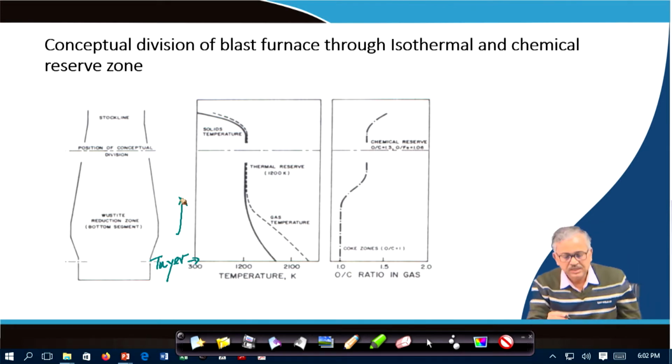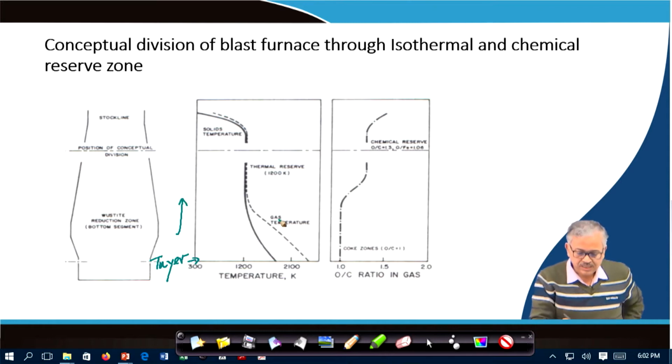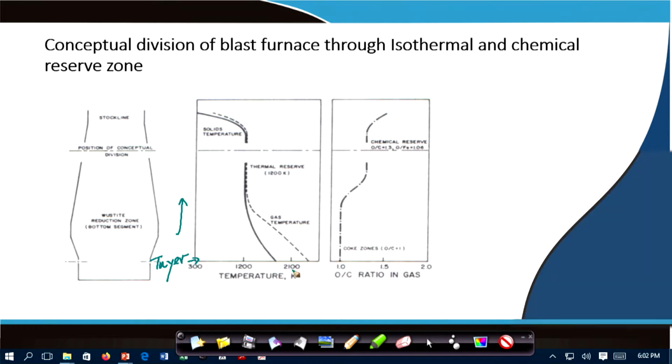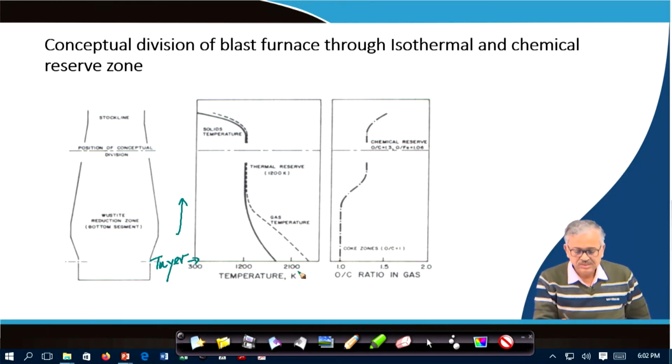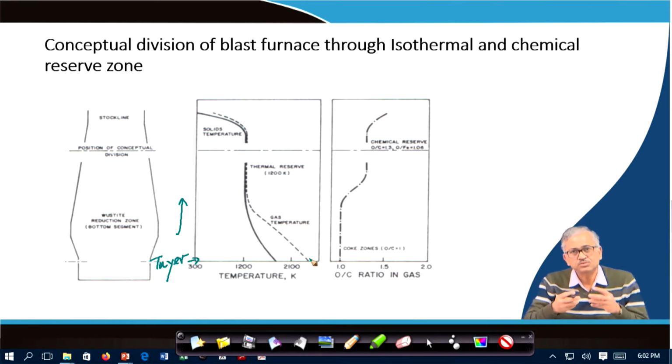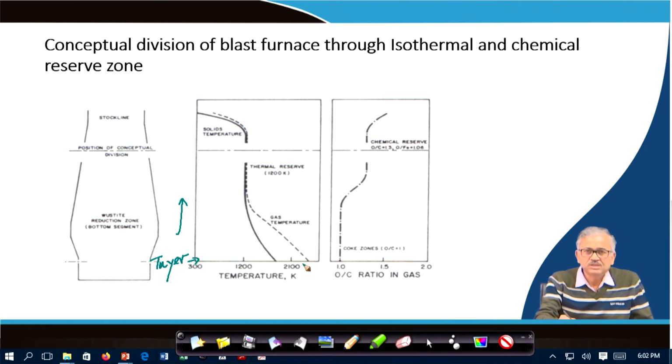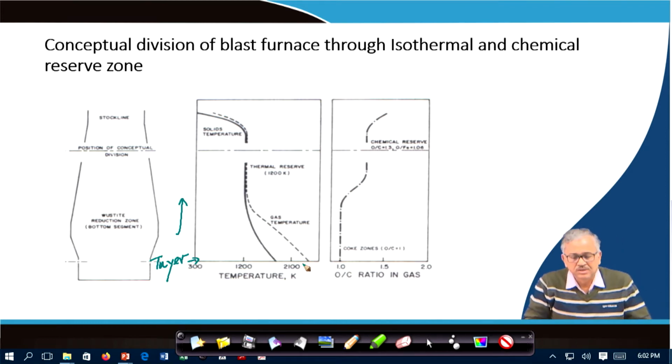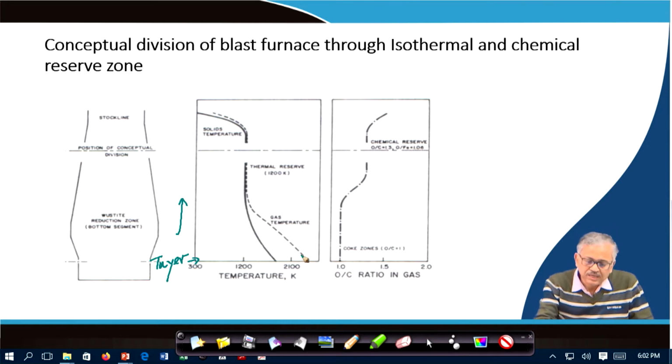What you can find here is that the gas is entering at a temperature of around 2200 Kelvin. 2200 Kelvin is around 2000 degrees centigrade. Basically, in the combustion zone, the blast furnace gas temperature is around 2000 degrees centigrade, or 2273, or 2300 Kelvin, right. So, that is the gas temperature.